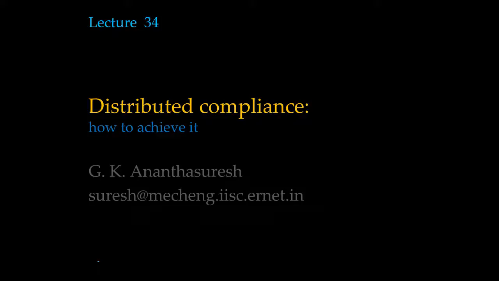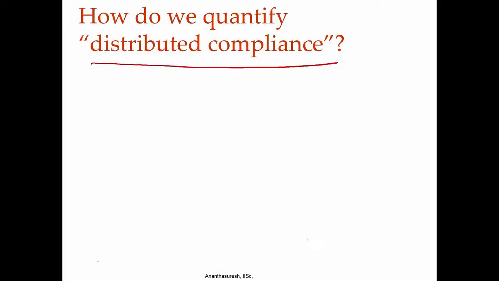Hello again. In the last lecture, lecture number 33, we ended with a question: how does one achieve distributed compliance, and for that, how do we quantify distributed compliance so that we can incorporate it into topology optimization? There have been a couple of methods, just two methods essentially that are worth mentioning, and how those methods are able to achieve this distributed compliance is what we will discuss now. So, we will start with where we left off in the last lecture.